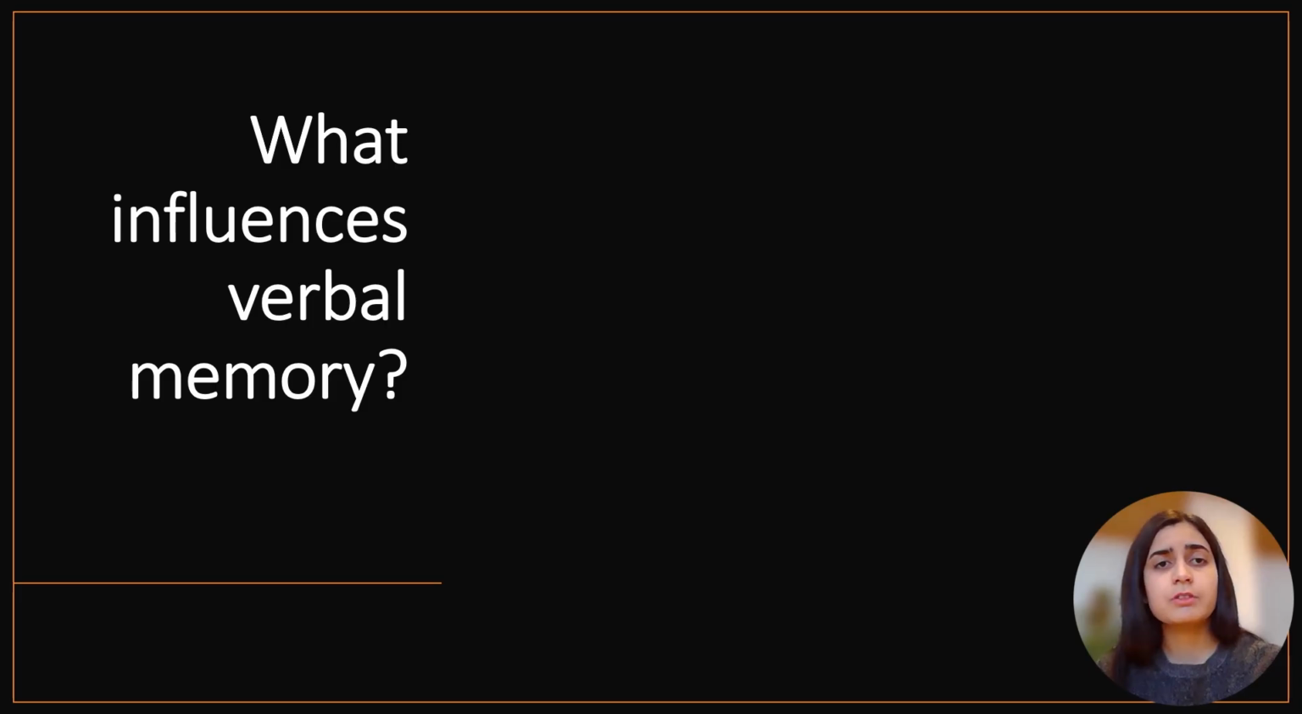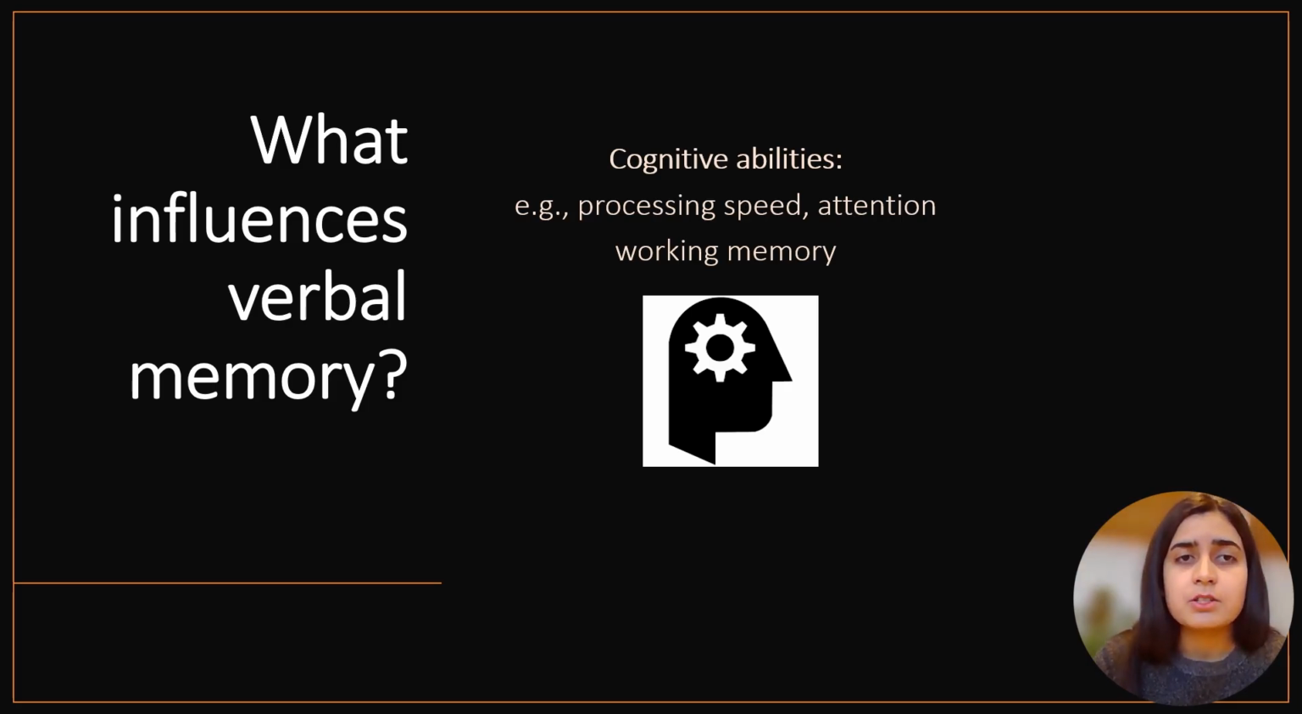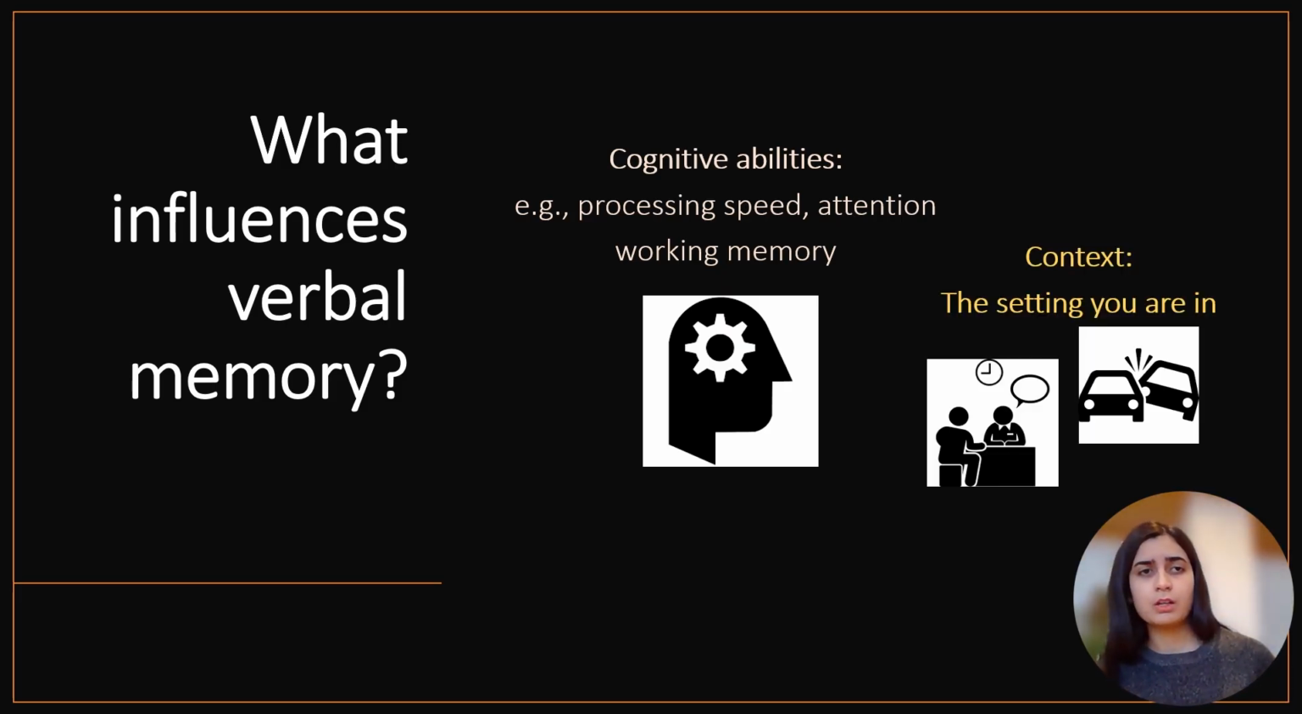There are several factors that can affect your memory. Memory is not an isolated cognitive ability, but depends on how much attention you are deploying to the task, how fast you can process the information, or your ability to reorganize and categorize the items, for example. The context or setting you are in will also influence memory. Strong emotions can enhance encoding, for example, in a car crash, while a stressful setting such as an exam can make it more difficult to recall memories.